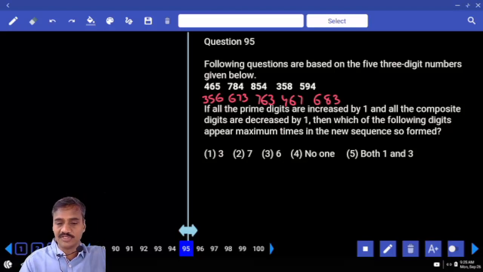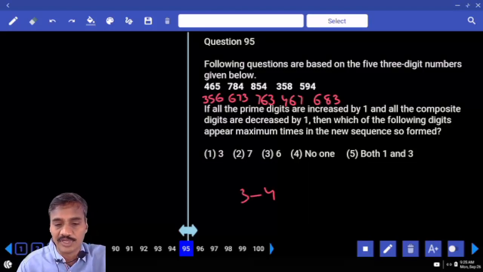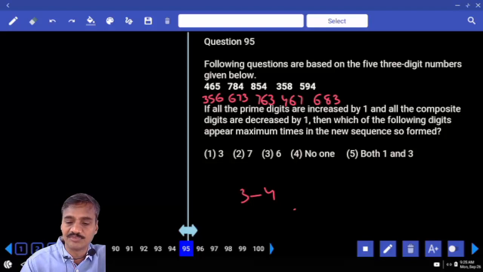Then which of the following digits appears maximum times? Now tell me how many times 3 appears. 1, 2, 3, 4 times. Now 3 appeared 4 times. And next one, if you take the case of 5, no. And 6 appeared 5 times. 6 appeared 5 times, that is choice 3.